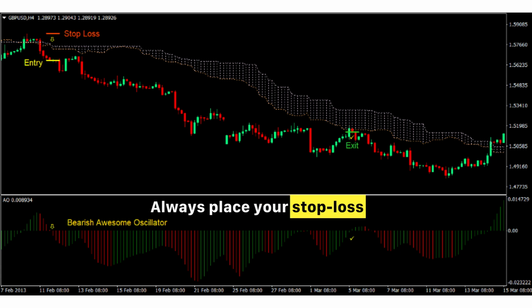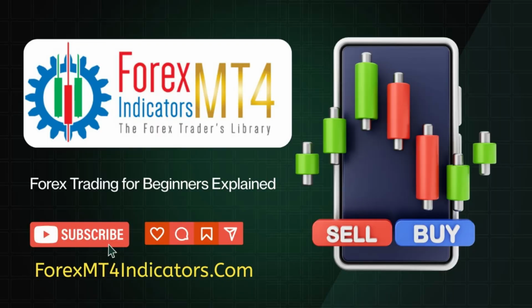Always place your stop loss on the opposite side of the AO cloud, below it for buys and above it for sells. This keeps you protected if momentum suddenly flips. If you want cleaner charts and clearer momentum signals, try the Awesome Oscillator Cloud strategy.